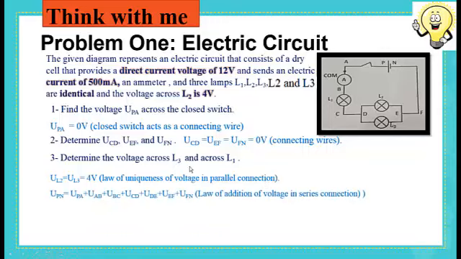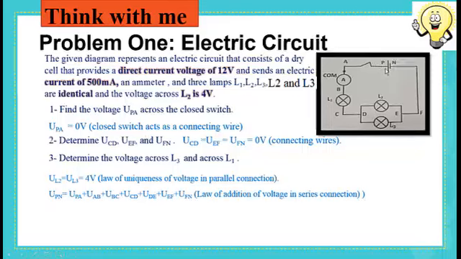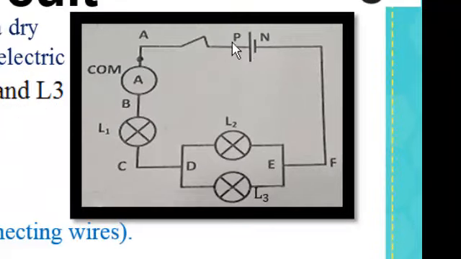We still have to get the voltage across the terminals of L1. So we're talking about UBC. In order to get this voltage, let's think about the voltage of the whole circuit. So UPN is equal to UPA, this branch, and then AB, BC, CD, DE, EF, and FN.